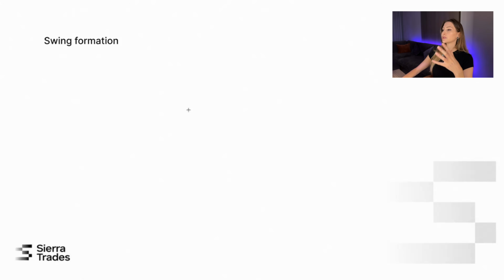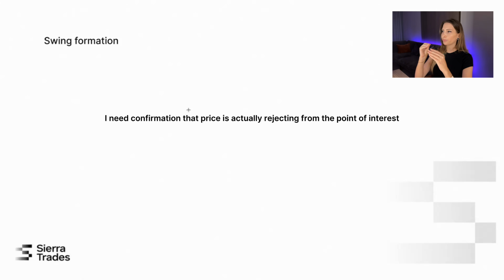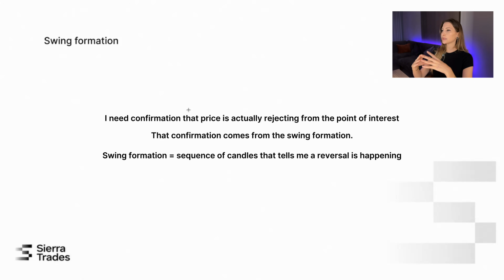Now, knowing the zone is not enough on its own. I need a confirmation that price is actually rejecting from it and that the reversal is real. And that confirmation comes from the swing formation. A swing formation is a specific sequence of candles that tells me a reversal is happening. It's not just a wick, it's not just noise, it's an actual turn in price. This is what I look for every single time I trade.